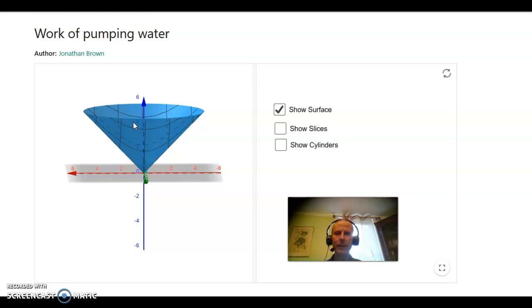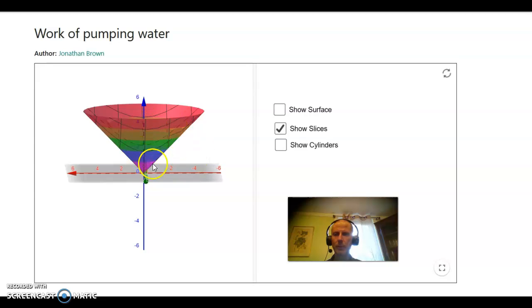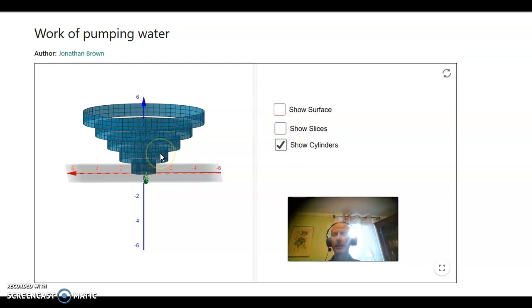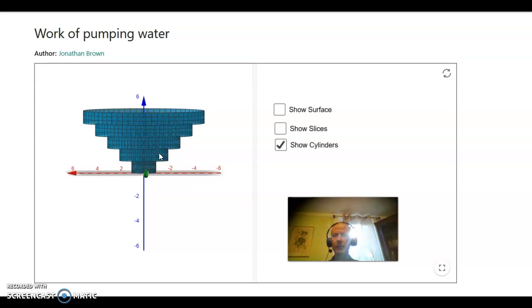Well, imagine that we slice the water into slabs. So here it's the same cone, but now it's all divided into various slabs. Each of those slabs is technically something we call a frustum, which is a slice of a cone. But in order to make the volume calculation simpler, we can assume each slab is a cylinder. Then we can calculate the total volume of each cylinder, and if we know the density of water, we can calculate the mass of each cylinder. And then we can calculate the work required to pump each cylinder up to the surface.